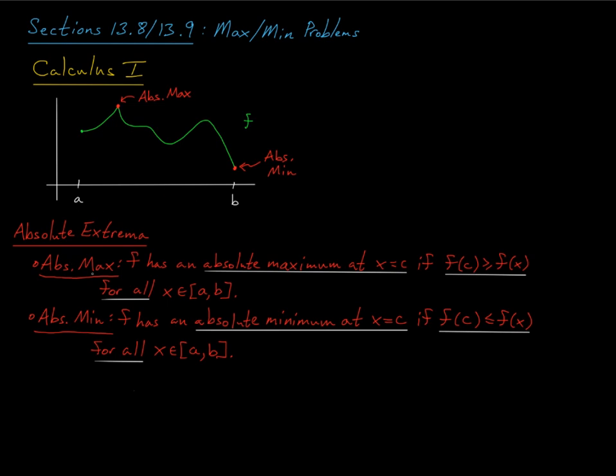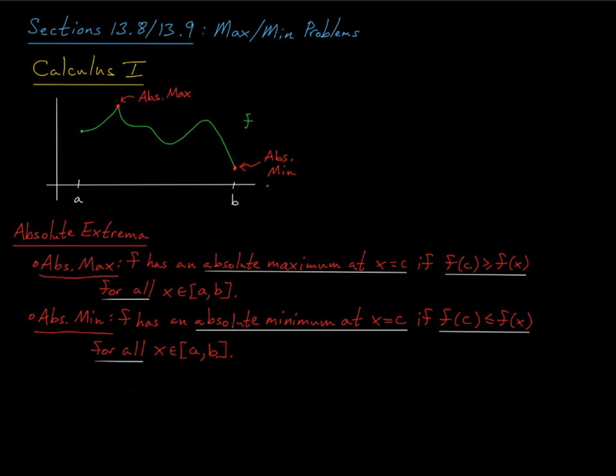So what's the absolute max? Well, we say that f has an absolute maximum at a point x equals c if f of c is greater than or equal to f of x for all x in the interval a to b. Put another way, we have an absolute max at x equals c if f of c is the largest possible output of the function over this entire interval. On this graph, we're looking for the largest possible y value, and that happens right here.